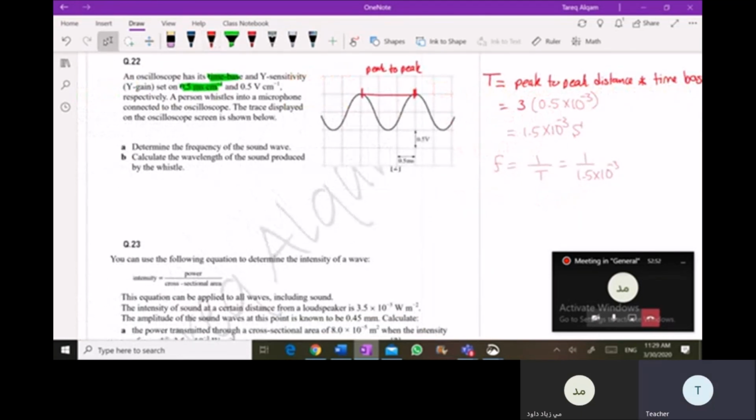Calculate the wavelength. Since I have the frequency, I can find the wavelength because I know the speed of sound. Sorry, I did not find the frequency yet. Right, I have to divide wavelength over frequency.